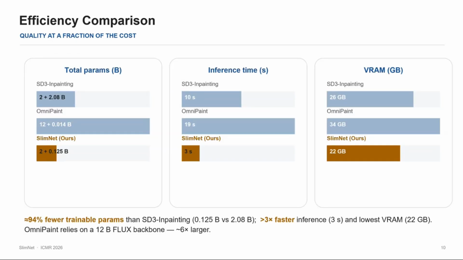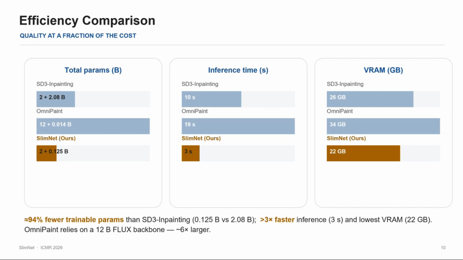Here's where efficiency becomes concrete: total parameters, inference time, and VRAM. Compared to SD3 inpainting, SlimNet cuts trainable parameters by about 94%, 0.125 billion versus 2.08 billion on the same lightweight backbone. That translates directly into system performance. Inference in just 30 seconds, more than 3 times faster, and VRAM down to 22 gigabytes.